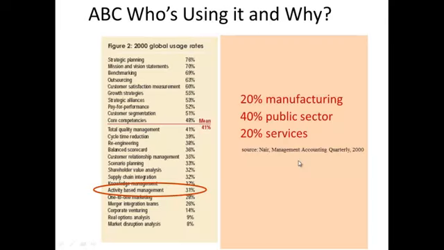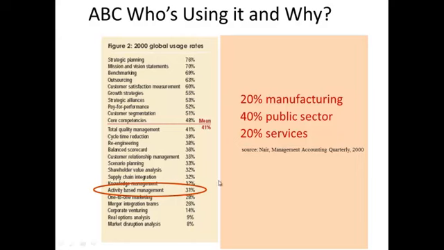If you look at the usage rates of activity-based costing, turns out that 20% of the companies that use activity-based costing are in the manufacturing setting. That's where activity-based costing was initially developed and initially used, but it's interesting that now it's moved beyond that setting. 20% of those companies using activity-based costing are service companies, and interestingly, 40% of organizations using activity-based costing are public sector.